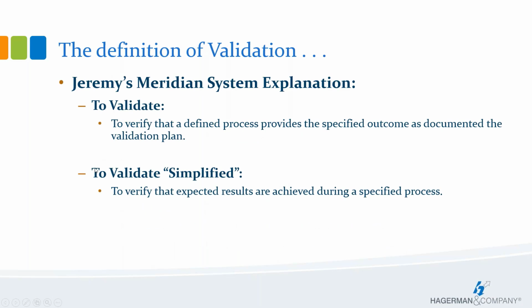So this is the Webster Dictionary version of it. This is my summary of what validation really is: to verify that a defined process provides a specified outcome as documented in a validation plan. To simplify just a little further, it's to verify that expected results are achieved during a specified process. So you're going to go through the steps and you're going to prove that the outcome was exactly what you thought it was going to be. That's pretty much the whole purpose: you're proving that the steps you said you're going to take are what you did, and you got the desired outcome.